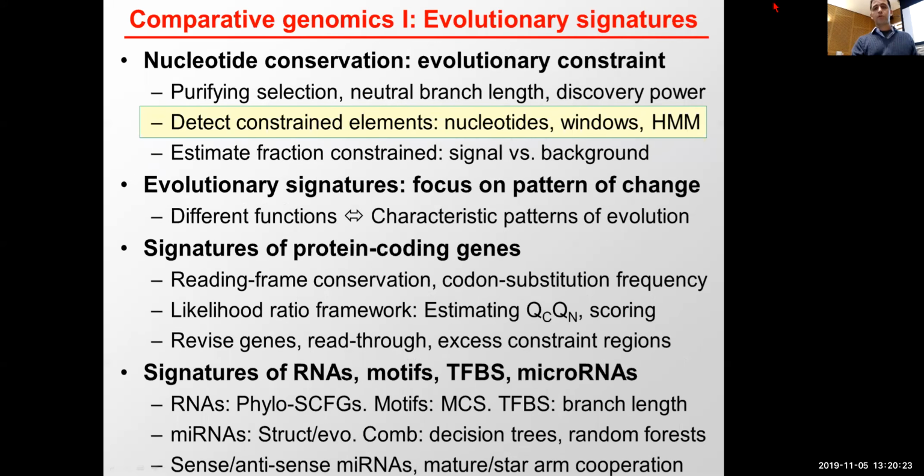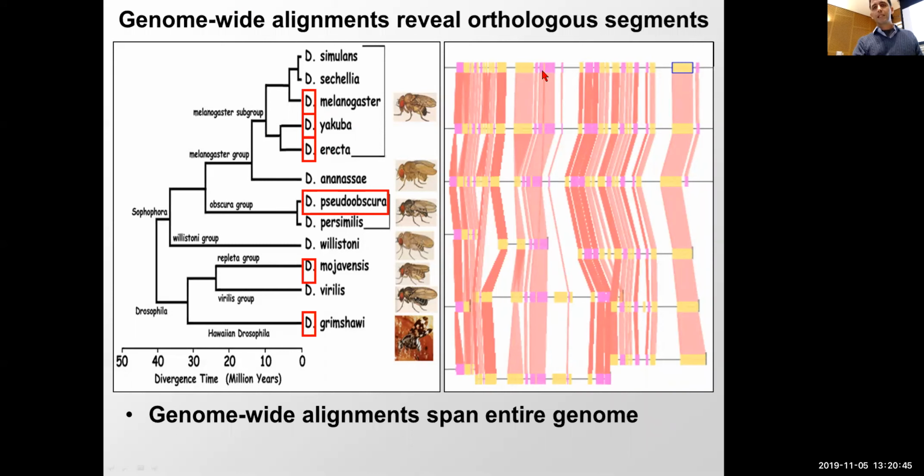First, let's talk about nucleotides and windows and an HMM approach. As I mentioned earlier, because we're comparing closely related species, few events have happened. And that's not just at the nucleotide level, that's also at the global rearrangements level. If you look at these species of Drosophila, which are roughly at the same distance as different mammals, you see that the different genes are more or less in the same order.